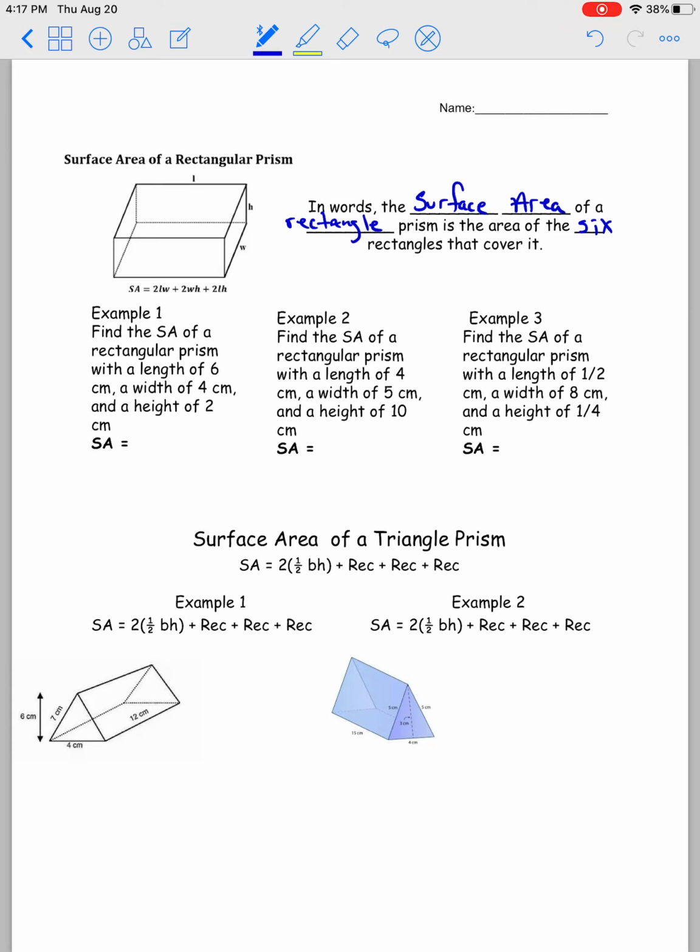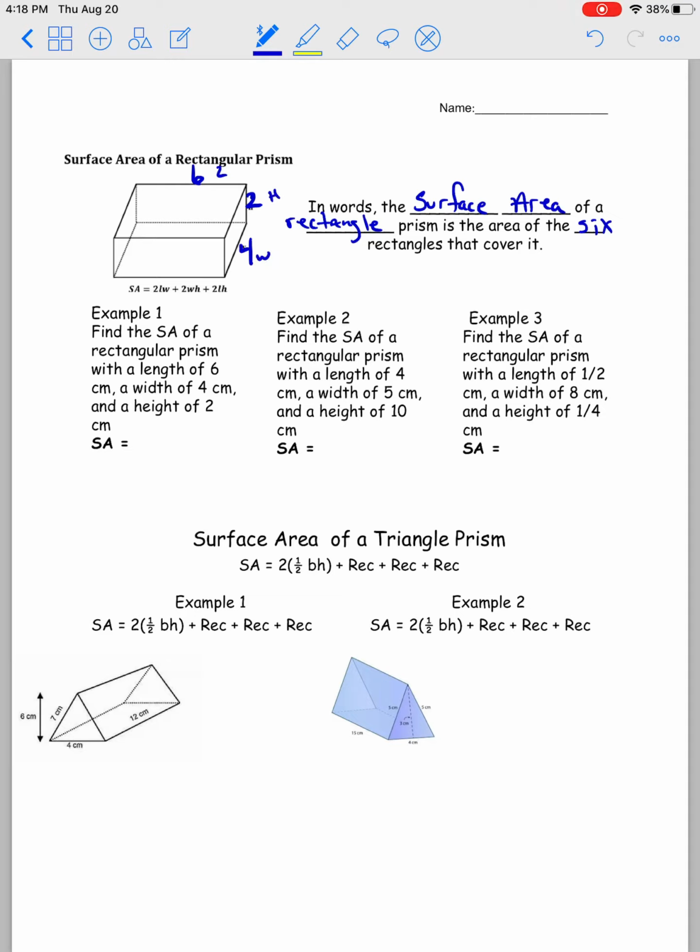Okay, let's look at this, a rectangular prism. In words, the surface area of a rectangular prism is the area of the 6 rectangles that cover it. Now, because all the sides are not the same measurement, you cannot simply multiply it by 6. So, let's look here. Let's say the measurements are 6, 4, we'll call this the 2 and this the 4.